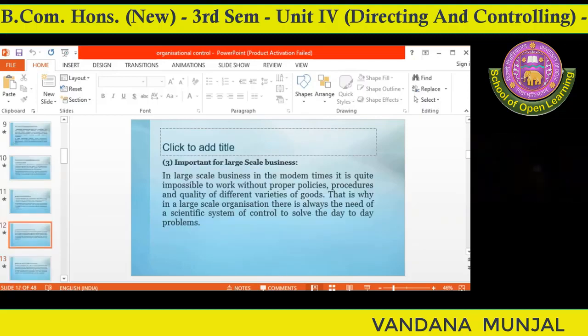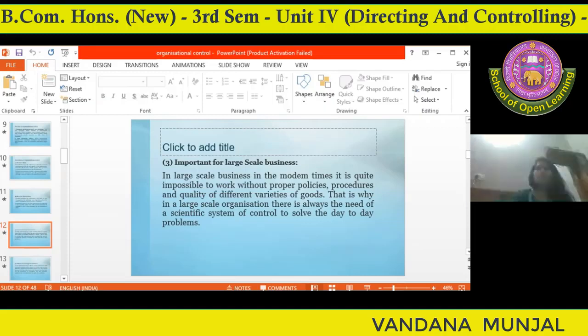Important for large scale business. Control is very important for the large scale business which have a lot of activities and departments, right? In large-scale business in modern times, it is quite impossible to work without proper policies, procedures, and quality of different varieties of goods. Therefore, large-scale organization में a tap is required on the day-to-day activities of the organization. So control is very important in case of large-scale organization.